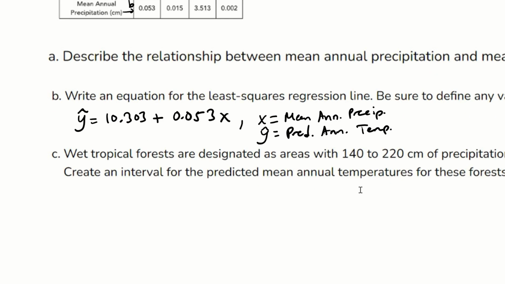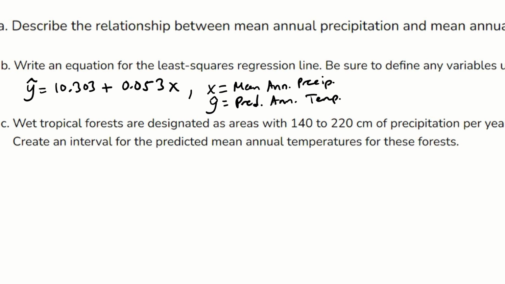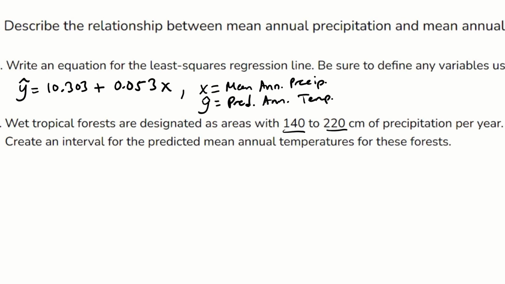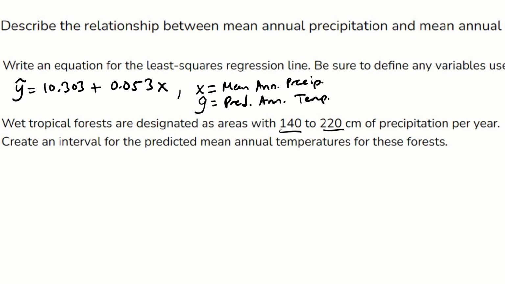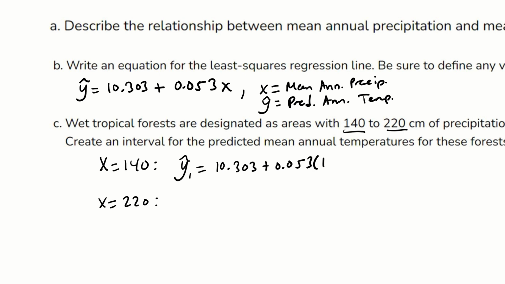All right. Part C: wet tropical forests are designated as areas with 140 to 220 centimeters of precipitation per year. Create an interval for the predicted mean annual temperature for these forests. Okay, so the interval is going to be based off of this, 140 to 220. So we're going to make predictions for 140 and 220, when x is equal to 140 versus x is equal to 220. All right, so our y hat, I'll just call it y hat 1 for our first prediction, is 10.303 plus 0.053 times 140. And then I'll call this y hat 2.